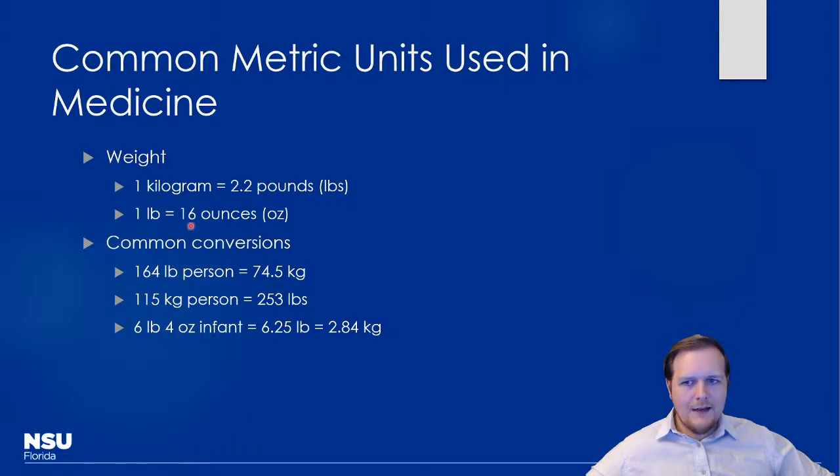So I know there's 16 ounces in 1 pound. So 4 divided by 16, that's a quarter of a pound, so 0.25. So 6.25 pounds. Then I go ahead and divide that by 2.2, and now I know this kid weighs roughly 2.84 kilograms, and now I can dose off of that.